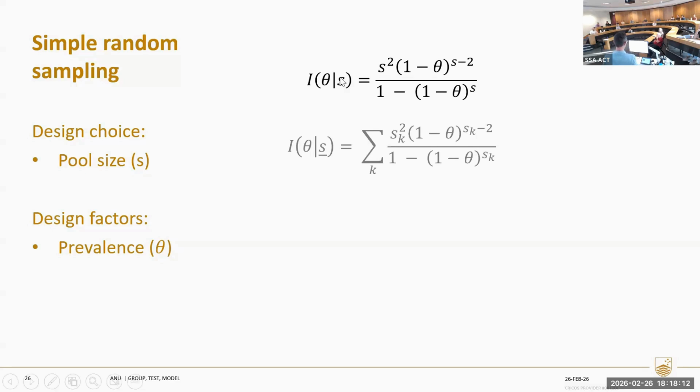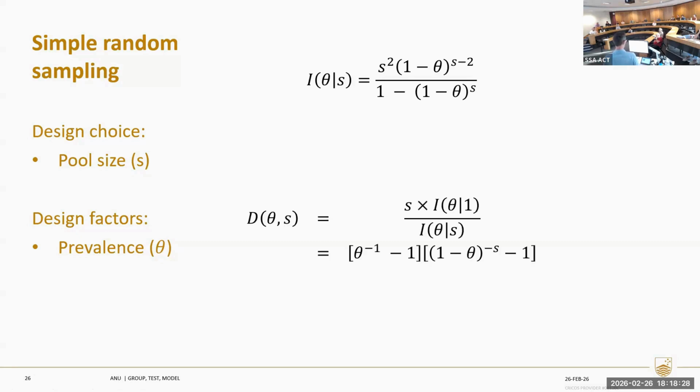So if in fact we don't have a single pool size S, but a whole range of pool sizes, some pools are size 2, some size 10, the information that we get from across those things, assuming that all the benefit is out. So that's not that much more complicated, but it is a complication, which I will mostly skip. So this is the information for a pool size S, and from that we can calculate the design effect.